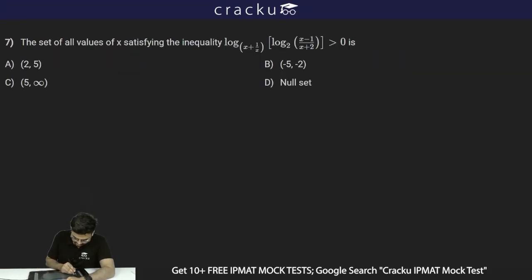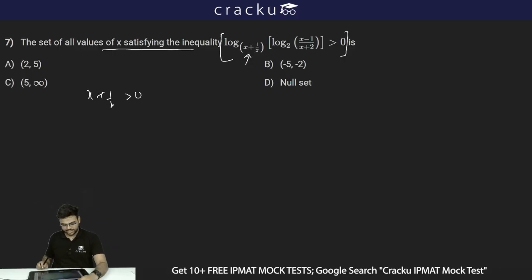The next question is saying the set of all values of x satisfying the inequality log to the base x plus 1 by x, in the bracket log x minus 1 upon x plus 2 to the base 2, is greater than 0. So first of all, there are 2 things which we have to check. Firstly, x plus 1 by x should be greater than 0.